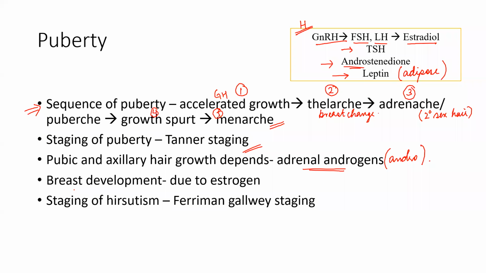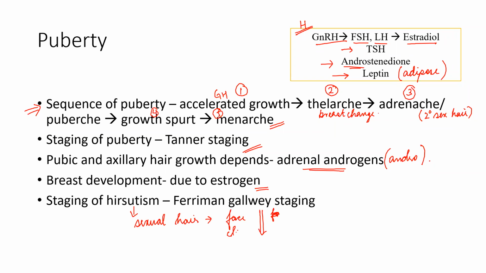Next is breast development. Breast development is due to estrogen. Now, one more thing you need to know is the staging of hirsutism. Before that, we need to know what hirsutism is. Hirsutism is nothing but sexual hair growth. But where? On the face, mainly in the midline of the body, may it be the face.